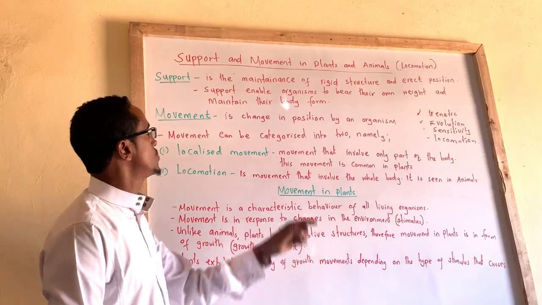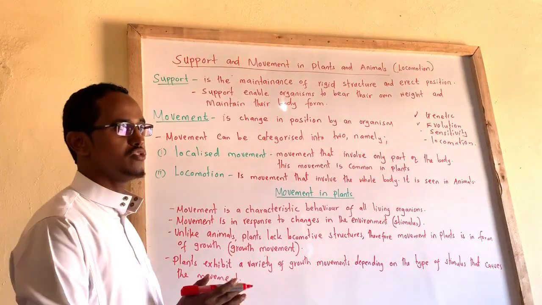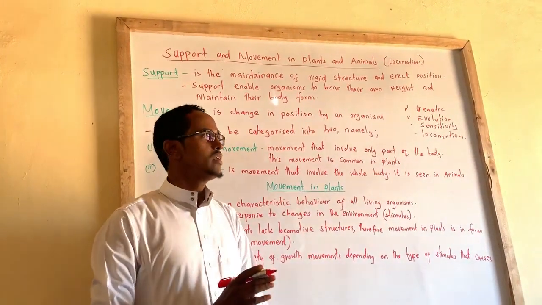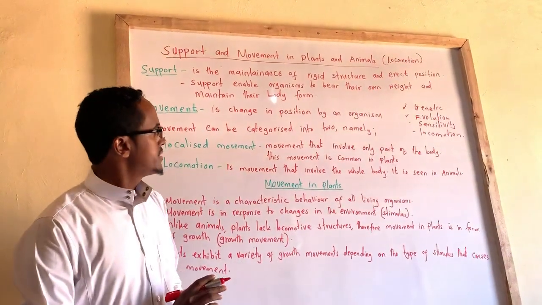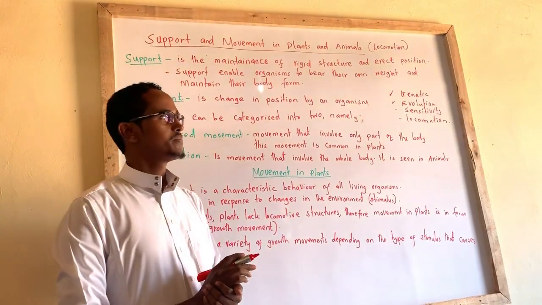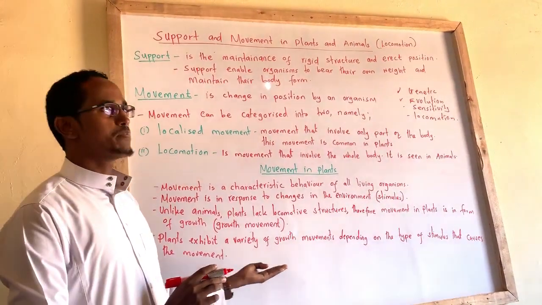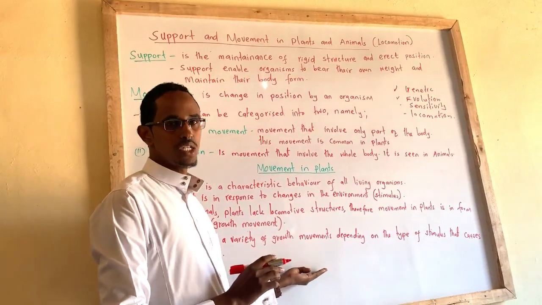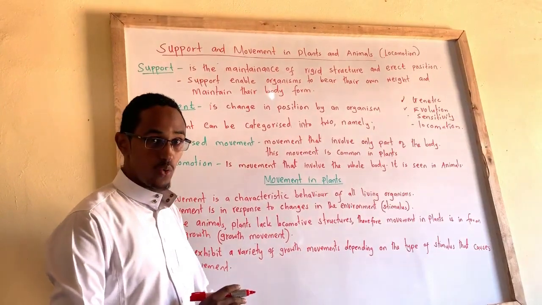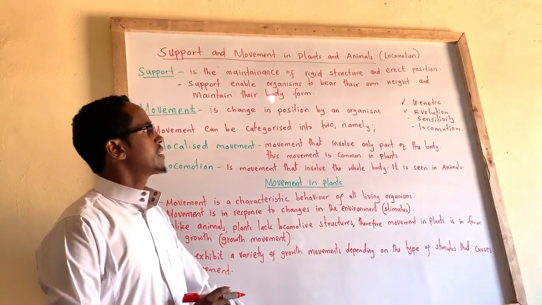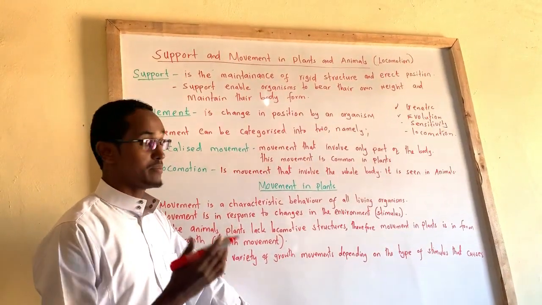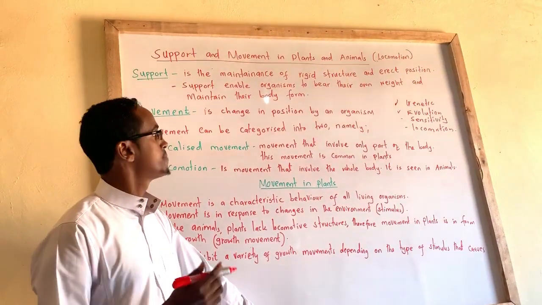I purposely chose this particular topic, support and movement in plants and animals. This is the last topic in Form 4. I chose it because it is a topic that has got a greater interest to students. It can appear in paper 1 as a short answer question, in paper 2 as an essay question, and as well in paper 3, the practical paper.